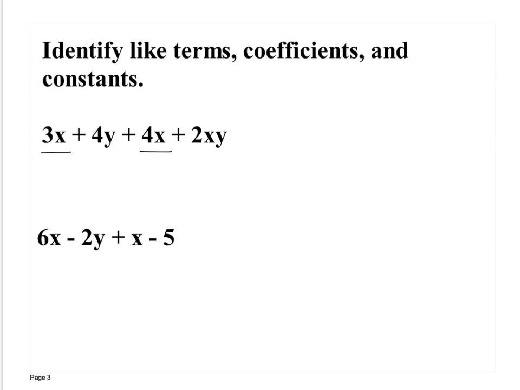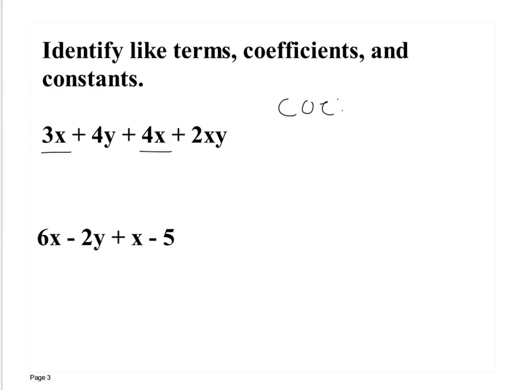Is there anything else I put a symbol around? No. If, let's say, I had 5y right here, then I would put two lines under it, showing that 4y is a like term with 5y. But do I have that? No, so I don't put any more symbols. I just leave it as that. That's how I want you to identify like terms. Okay, coefficients.